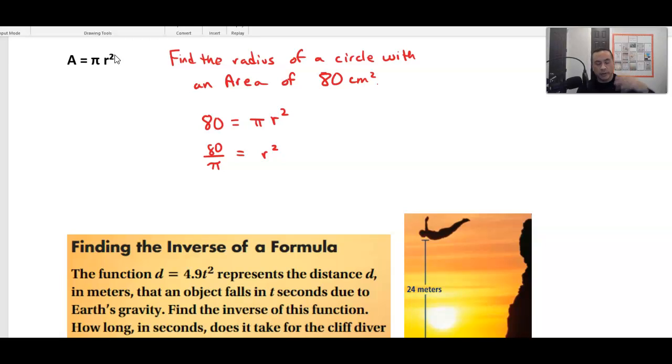It cancels off, it offsets over here. So over here you'll have 80 divided by pi. And then you get rid of the square using the square root. So it's plus or minus the square root of 80 over pi. Now you just type that into the calculator.